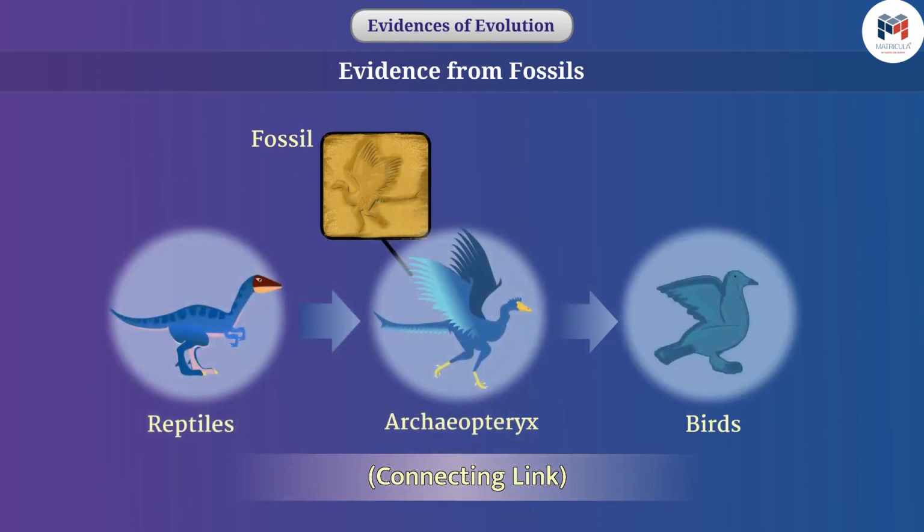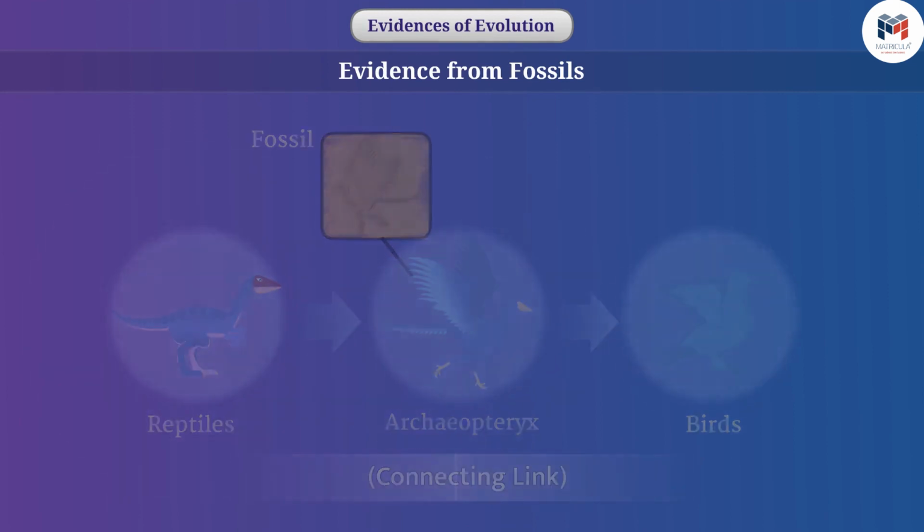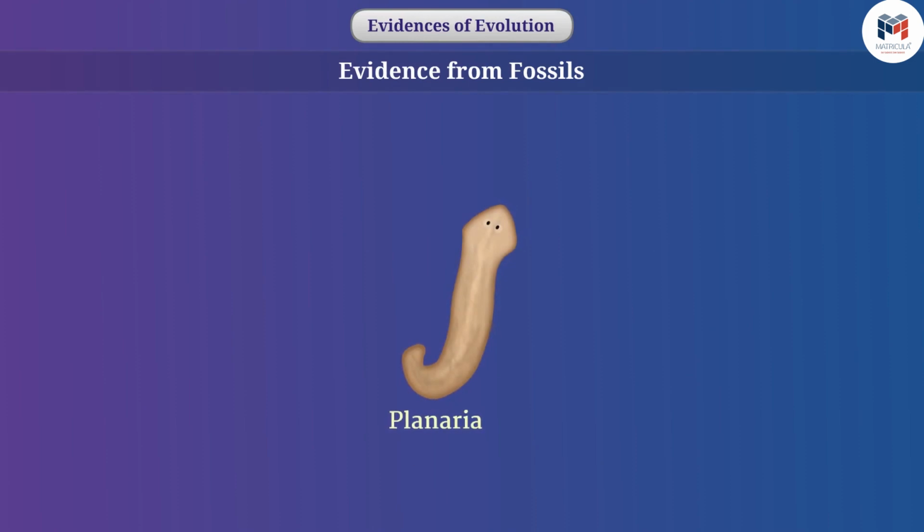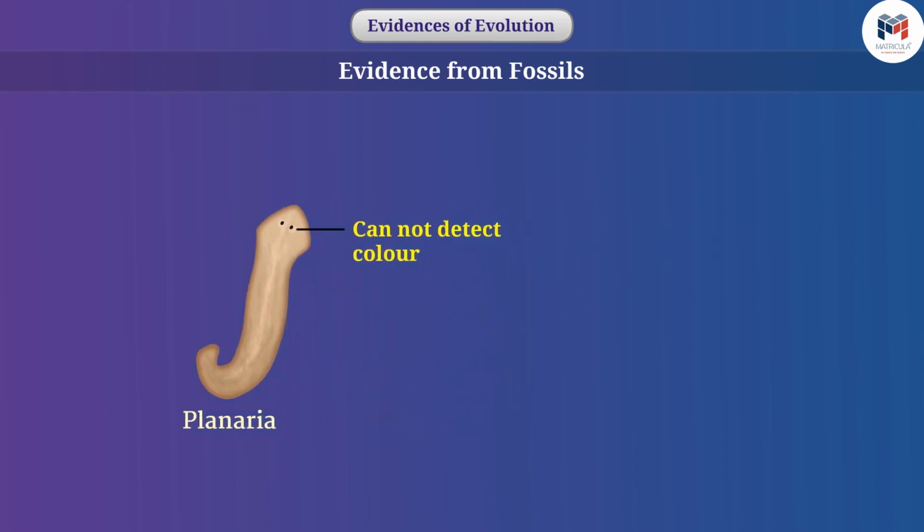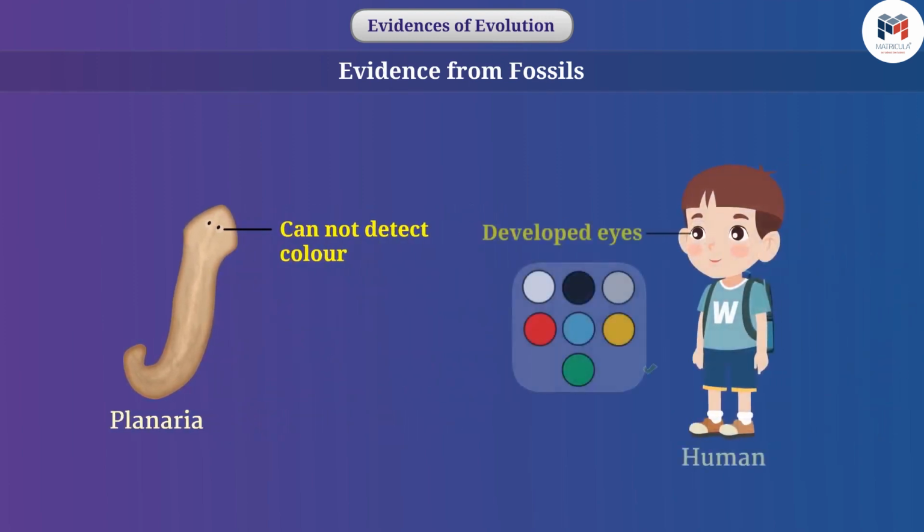Evolution is the result of bit-by-bit changes that happen over generations. For example, in planaria, an eye-like structure is present, but it was very simple. The eyes of some animals cannot detect color. The eyes of human beings are much more developed as compared to the eyes of these animals.